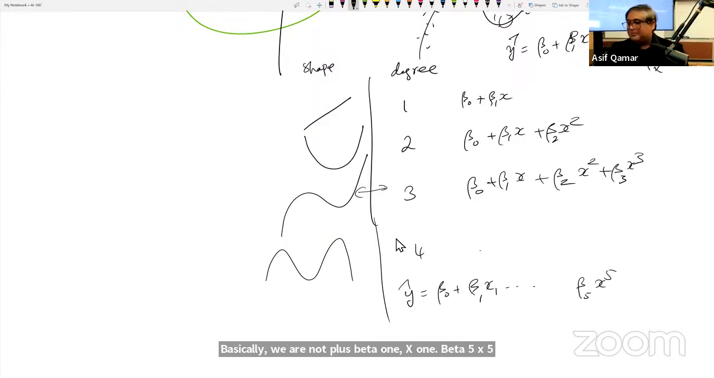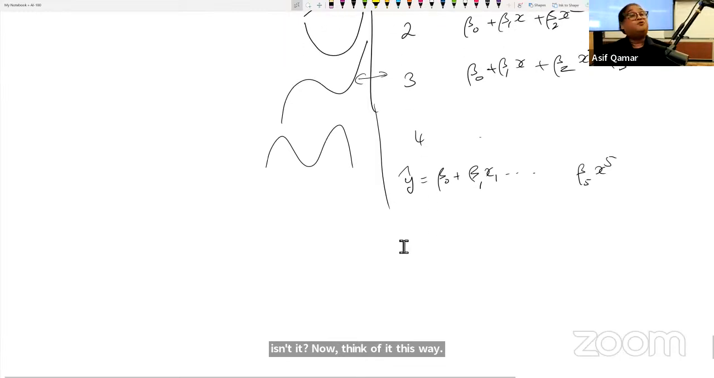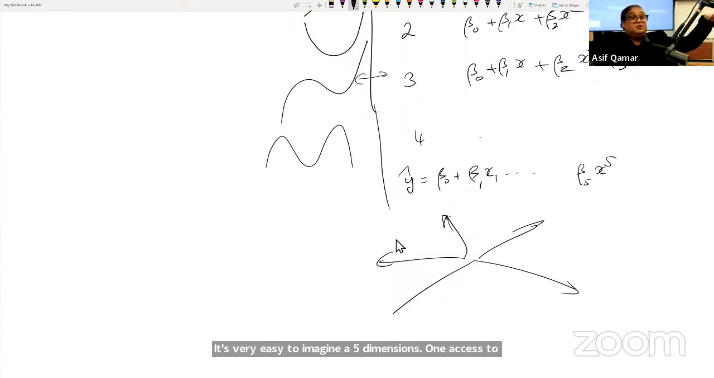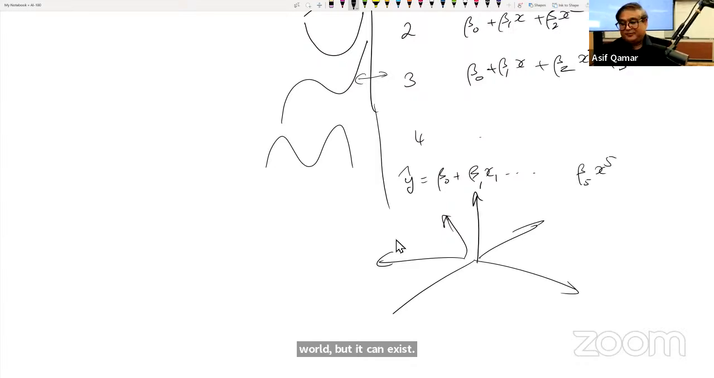Now, think of it this way. Imagine a 5-dimensional space. It's very easy to imagine a 5-dimensional space. 1 axis, 2 axis, 3 axis, 4 axis, 5 axis. So the ground has 5 directions you can move, all of them perpendicular to each other. Well, it's not a real world, but it can exist. And arising out of it is the y. One axis is x, one axis is x squared, one axis is x cubed, x4, x5.